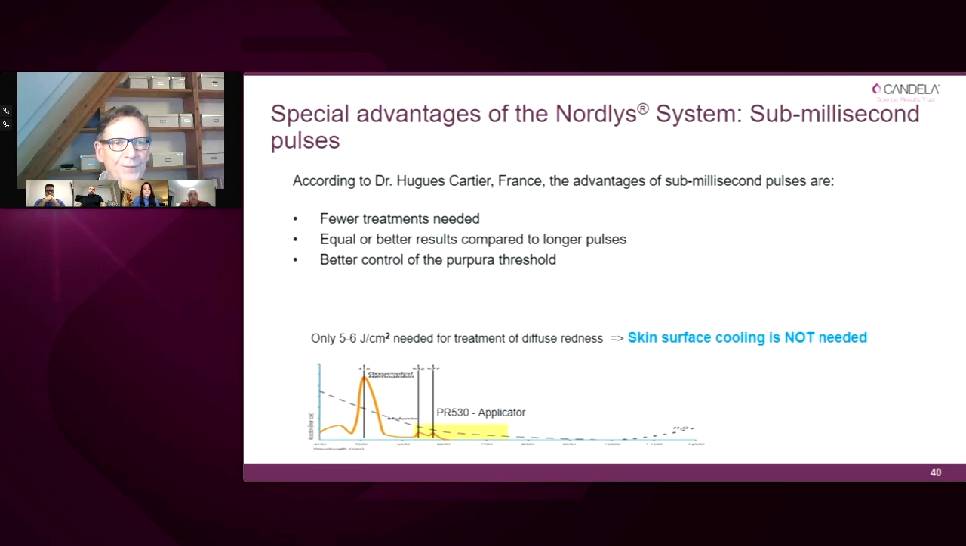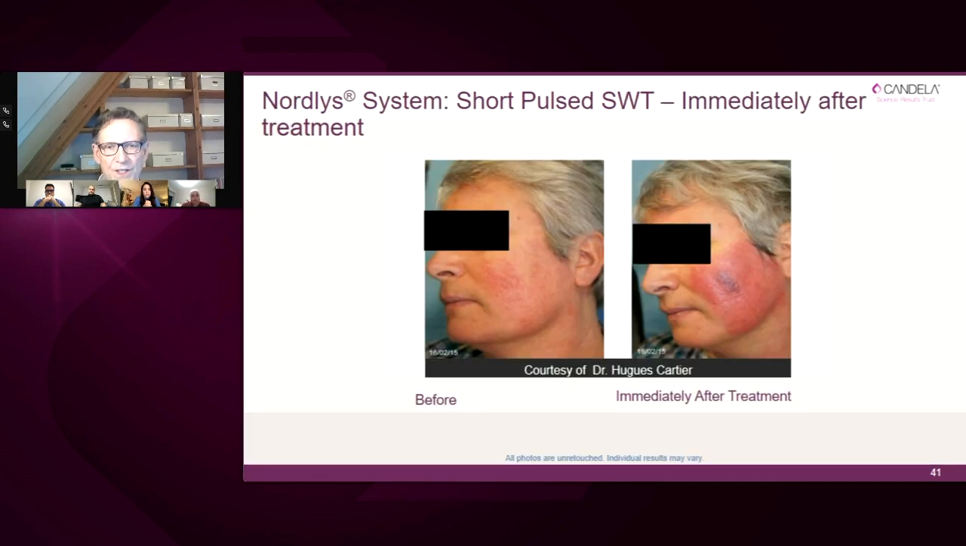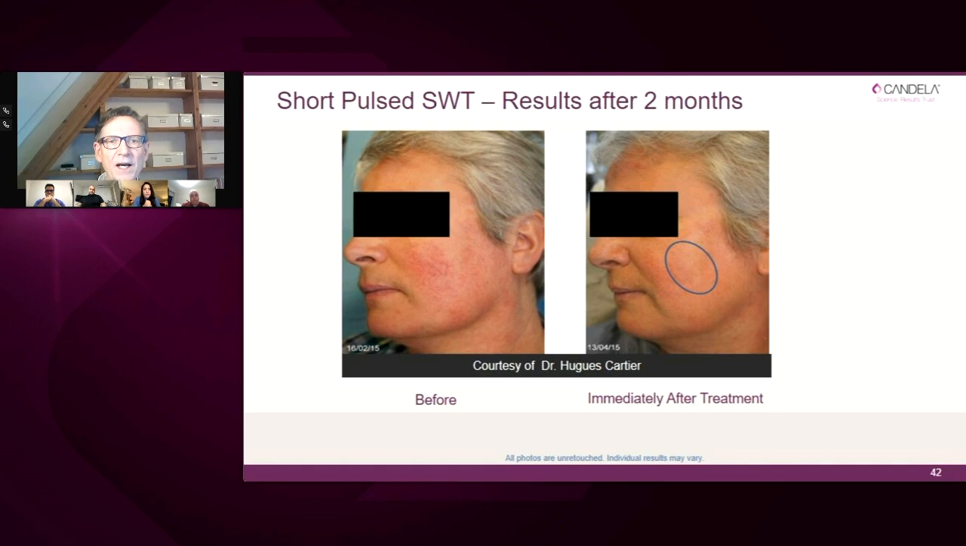And again, according to Dr. Cartier, this device can produce very, very short pulses as well. That means that fewer treatments are needed, and it produces equal or even better results compared to longer pulses and better control of the purpura. And again, we don't need to cool the surface. A couple of pictures here, before and just after, and after 2 months. You can see the effect here.